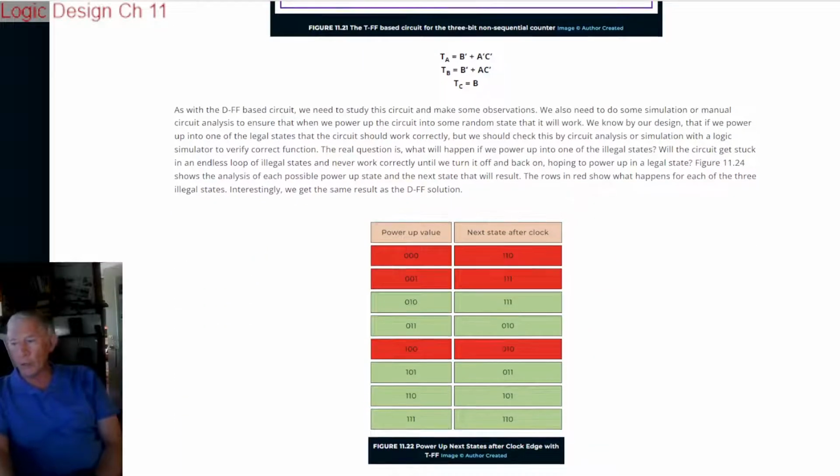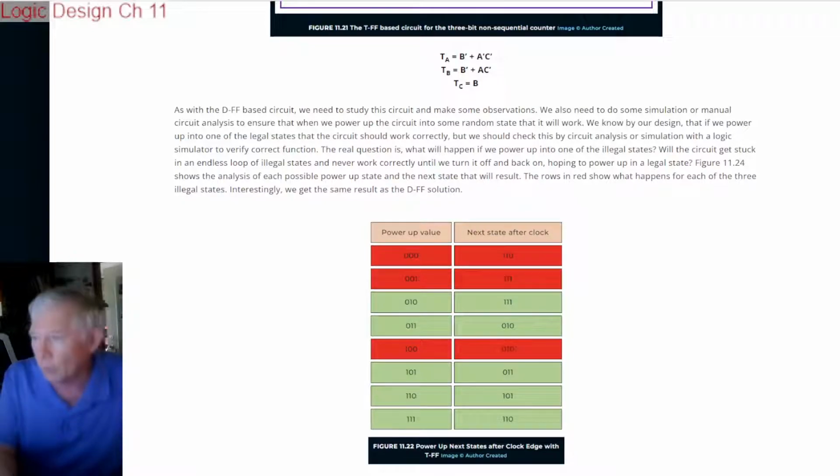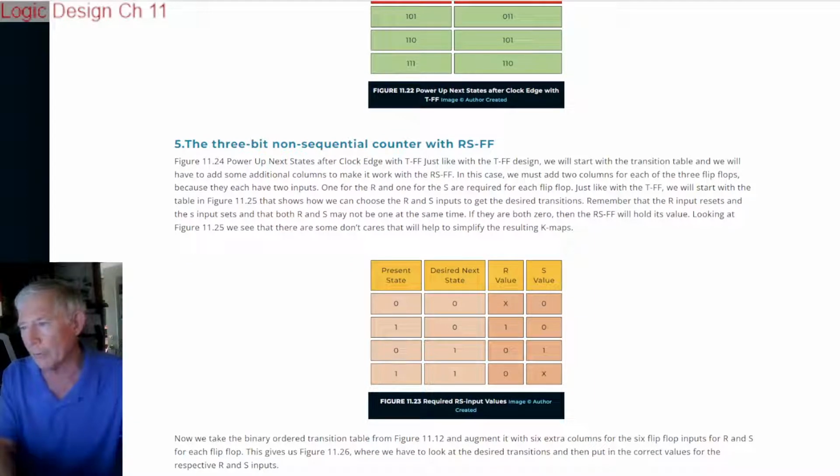And then we do the same analysis here. We find out that from 0, 0, we go to 6. So that's good, 6 is one of the desired. From 1, we go to 7. That's fine, it's also desired. And from 4, we go to 2, which is okay. So we're good here, too. So we tell them the same thing. And we have to do this analysis every time because we want to make sure we're going to power up in a desired sequence for these counters anyway.